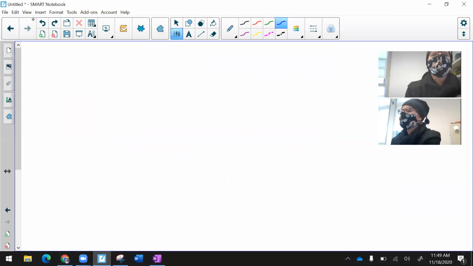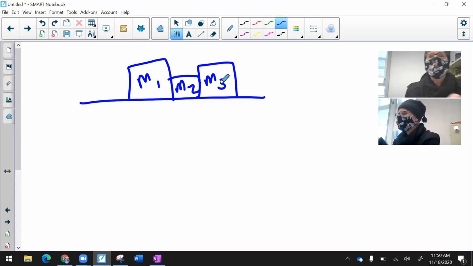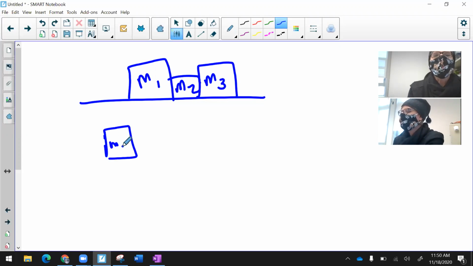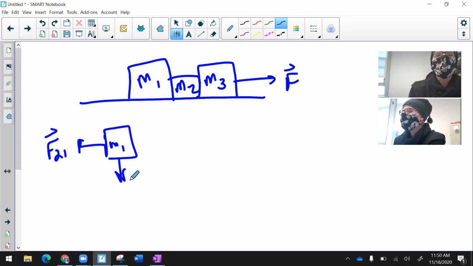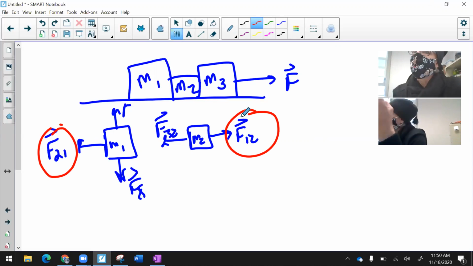Well, I'm concerned about what you're saying. So if I have M1 and M2 and M3, and I draw a free body diagram for M1, and let's say there's some big force going off that way, there's going to be a force from 2 on 1 that goes here, FG, normal. For M2, there's going to be a force from 1 on 2 and a force from 3 on 2. These are a third law pair, but they are acting on different objects and they are in different free body diagrams.